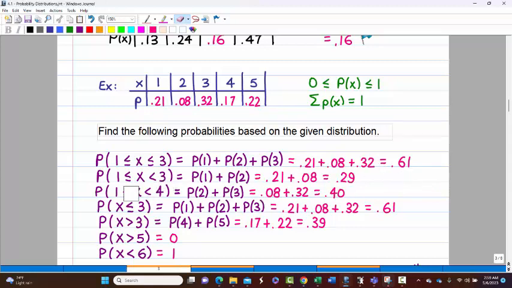Now the next one has an equal at 1, but it does not at 3. So that means we include 1, but we don't include 3, so it's just 1 plus 2. So we add these two numbers together and get 0.29.